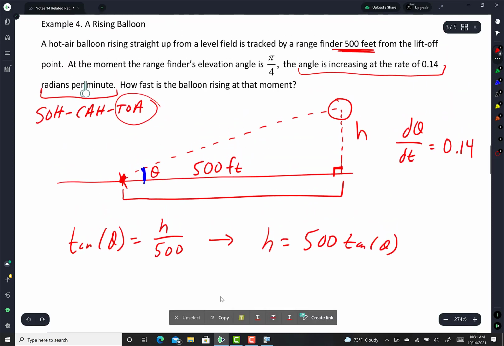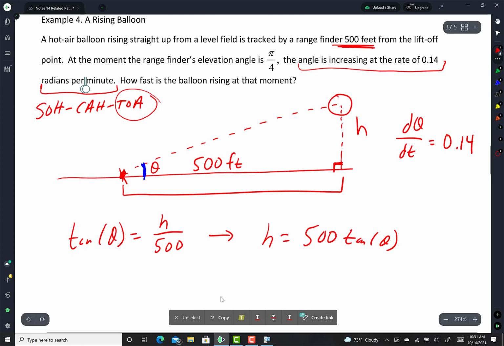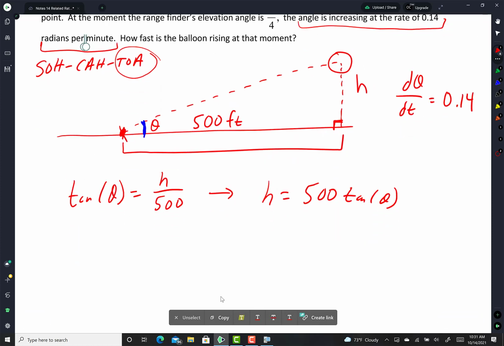What question did they even ask? How fast is the balloon rising at that moment? What do they want? Not the hypotenuse. The dh dt. That's what they want. So let's use our advent strategies.